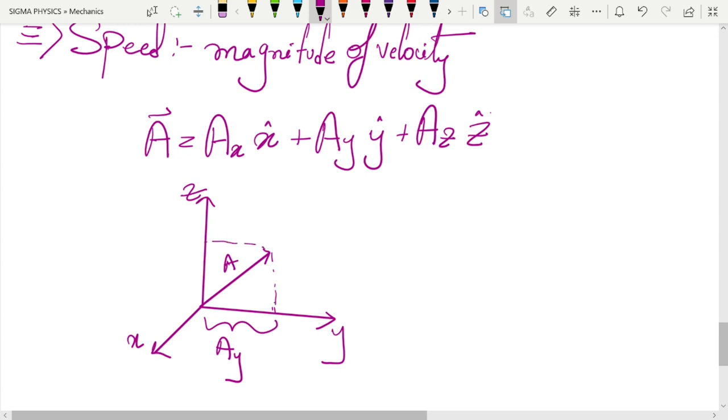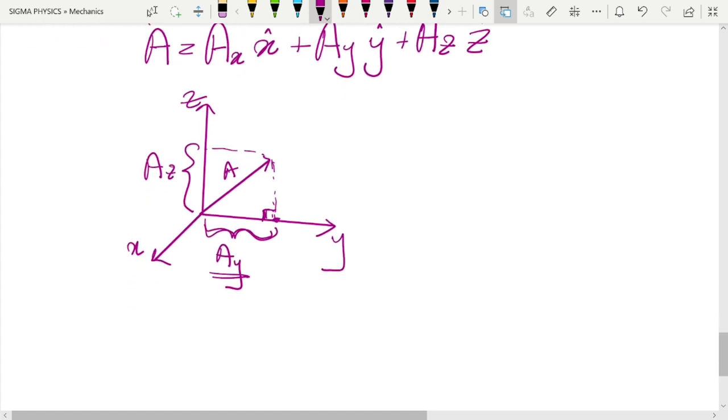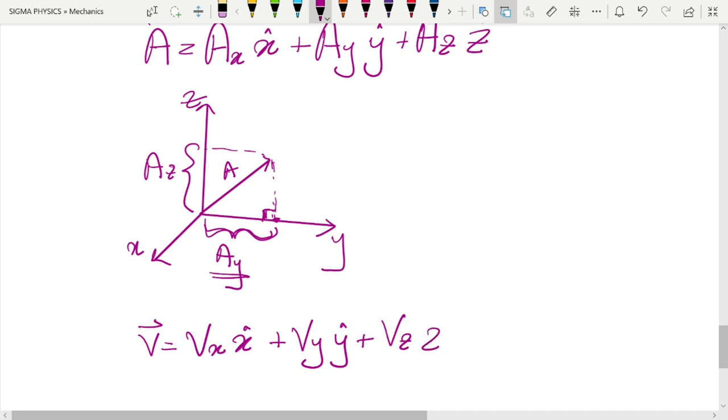Then A will have some component on the y-axis. It just means you are dropping a perpendicular from over here. You are drawing a line perpendicular to the y-axis, right? Then this distance from here to here, from the origin to that point, is given by the component of the vector along the y-axis, call it ay, and this distance, we can call it az. So these are just components. Similarly, you can have one on the x-axis, right? And hence, the velocity is also a vector and can be written as vx x cap, where vx is the component of the velocity on the x-axis, plus vy y cap, plus vz z cap. And you can write any vector in this manner, okay?